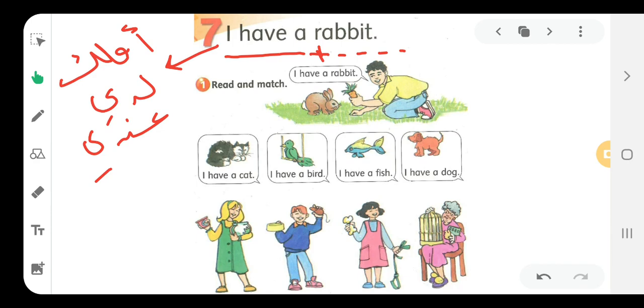Okay? Okay. Now, look at Andy's bubble. Let's read what he says together. Andy says, I have a rabbit. I have a rabbit. Yes. هو لديه rabbit. Okay. مطلوب منا ماما read and match. Now, look at these speech bubbles. Let's read, then match the pets with their owners. مع أصحابهم. مين أصحابهم؟ هم إلى مين؟ Okay.